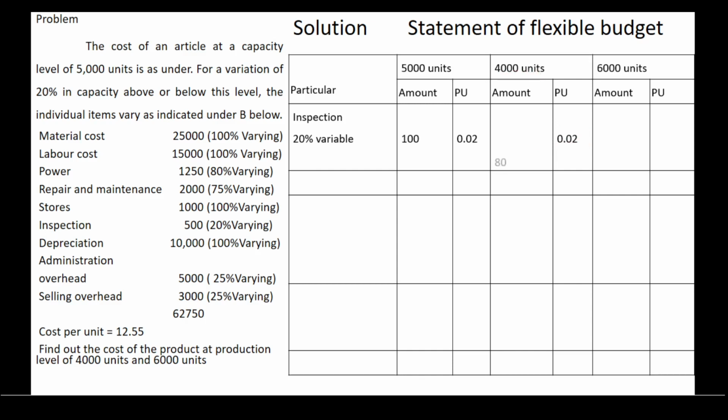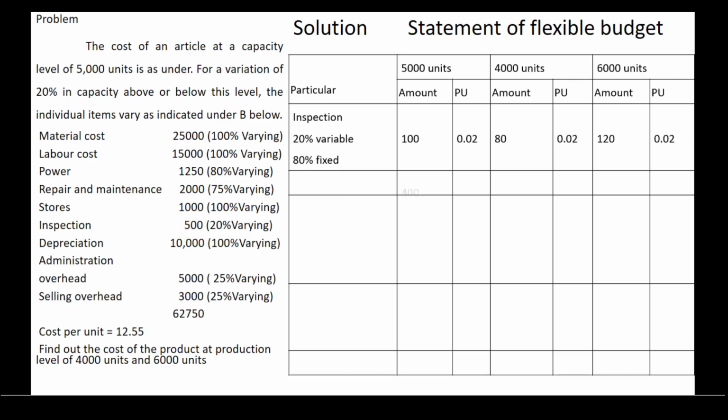So now that amount is rupees 80. And the next for the 6000 units, here also the cost per unit is 0.02. So this 0.02 is multiplied with the 6000 units. So 6000 into 0.02, now that amount is rupees 120. And the next one, 20% is variable, the remaining 80% is fixed. 80% fixed. The 80% means 500 into 80 divided by 100.